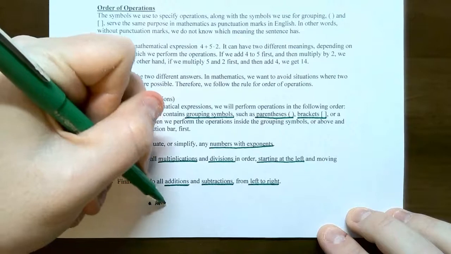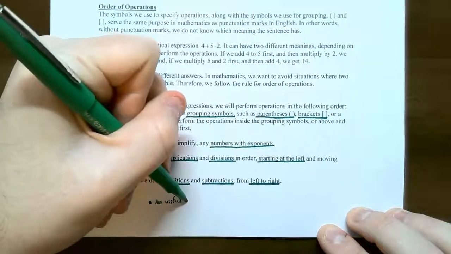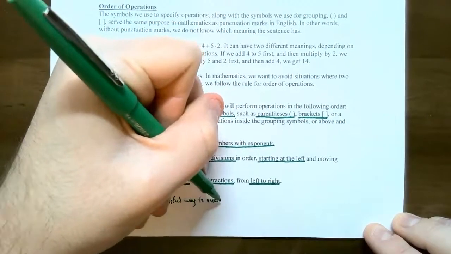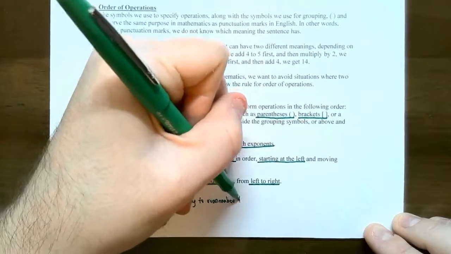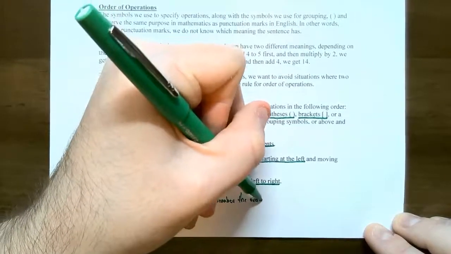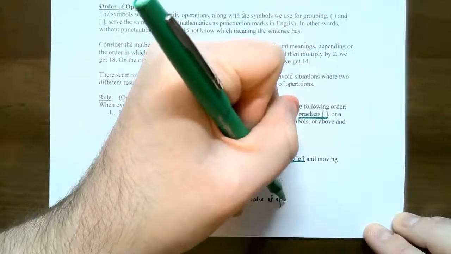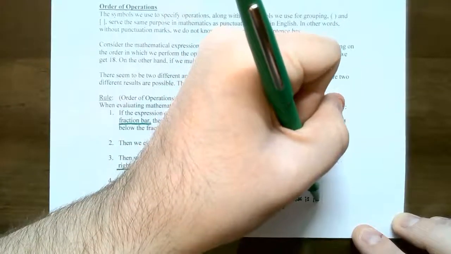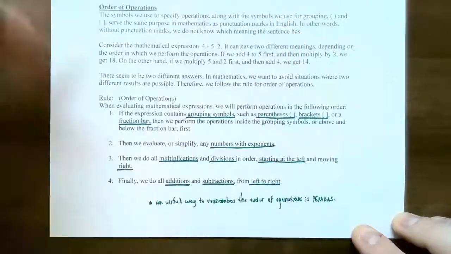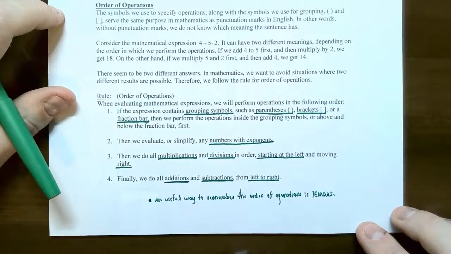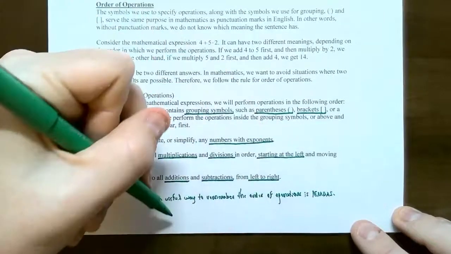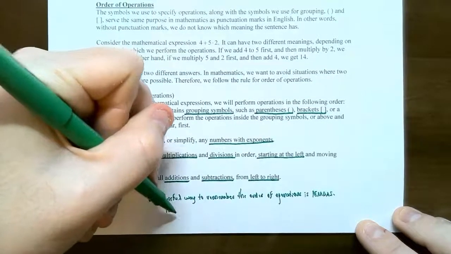So a useful way to remember the order of operations is PEMDAS. This gives you an acronym telling you what steps should be first, second, third, and so on. P stands for parentheses. That means all grouping symbols must be done first.